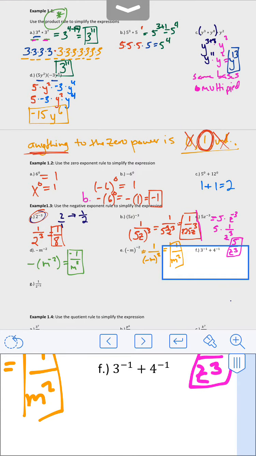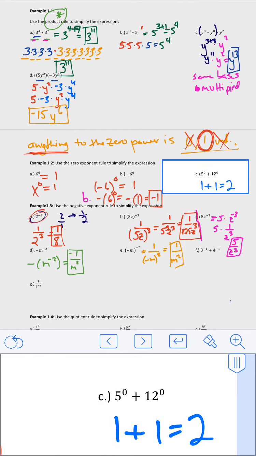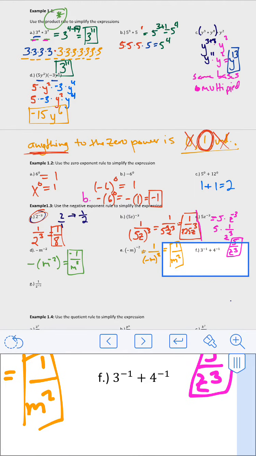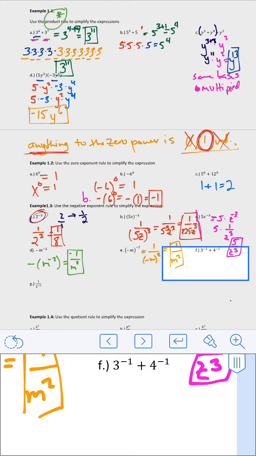So now I have 3 to the negative first plus 4 to the negative first. Up until now we've had just singletons, but just like in the last problem, it becomes a 2-step problem. We'll go one at a time. So what is 3 to the negative first? Well, by definition, that means 1 over 3 to the positive first, or 1/3.